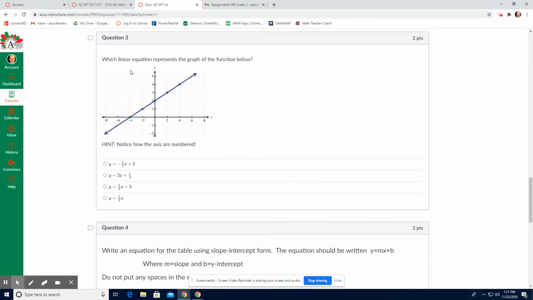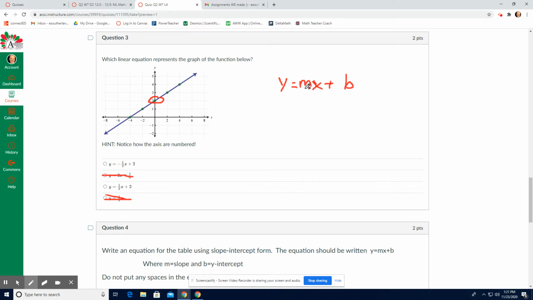Looking at the next one, it says which linear equation represents the graph below. We need to remember a few things. The first thing is that all equations are written y equals mx plus b, where b is the y-intercept and m is the slope. If we look, I can see that this crosses at 2. So anything that doesn't have 2 is not the right answer. That leaves me with A and C.